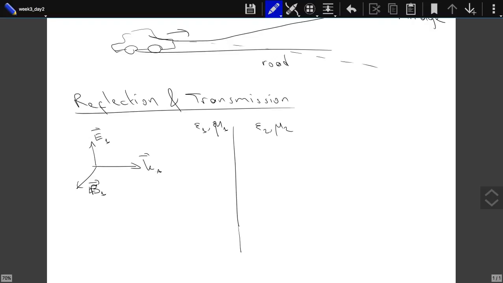Some of it will just pass through. So here we have K2, E2, B2. And some of it will just reflect back. K1 prime, E1 prime. What's the direction of E1 prime? If this is the direction of E1 prime? Into the screen.